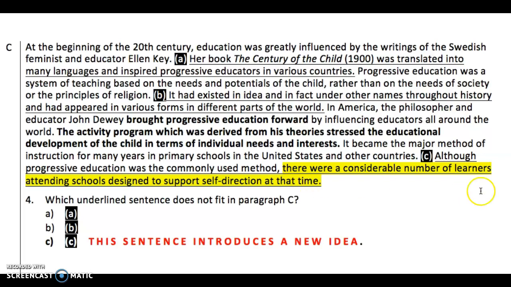But here, when you read this sentence, you see that a new topic is introduced here. Attend schools designed to support self-direction at that time. A considerable number of learners attending school designed. This is a new idea that is not present in the paragraph itself. So as you all know, you cannot give a new idea at the end of a paragraph. Okay? That's why this sentence does not fit here.